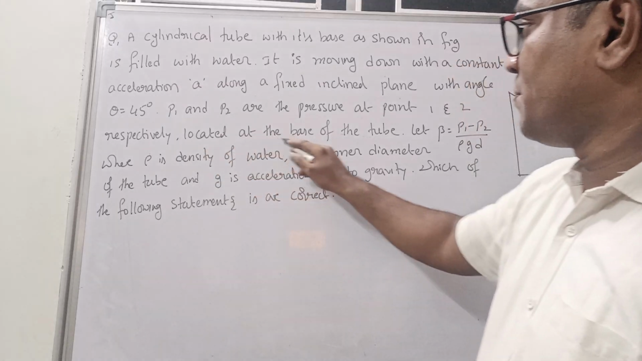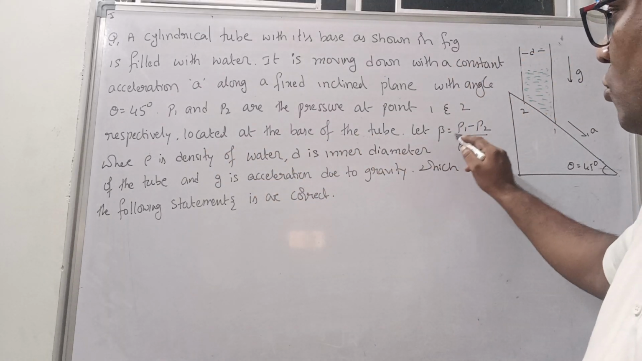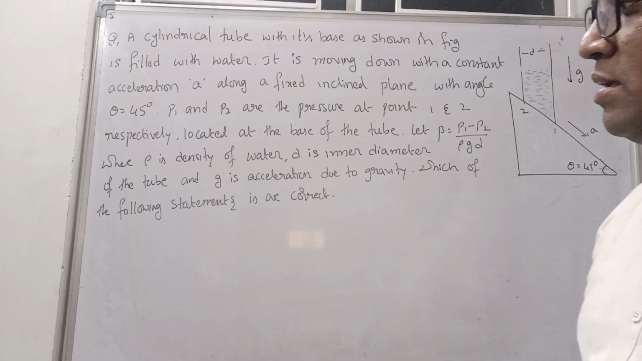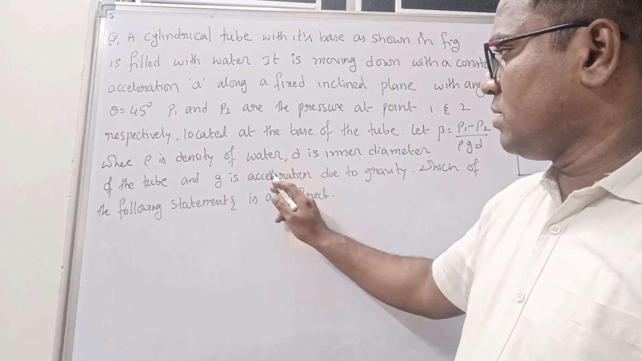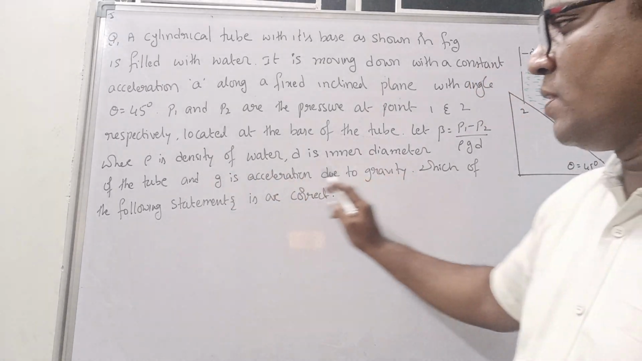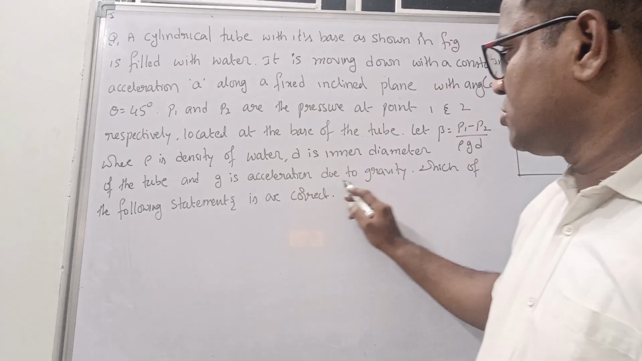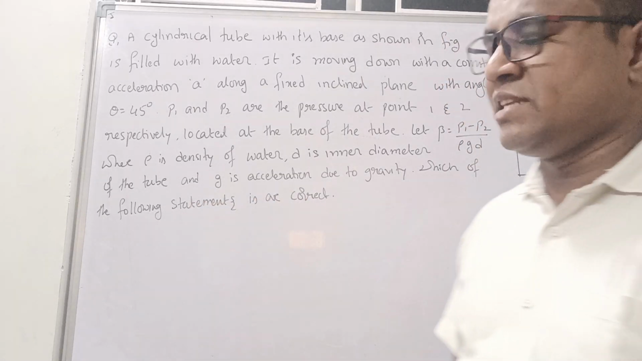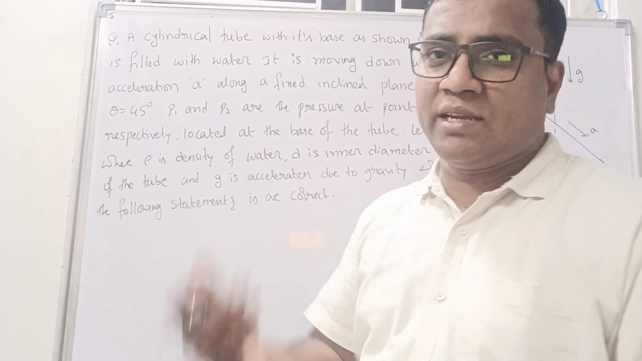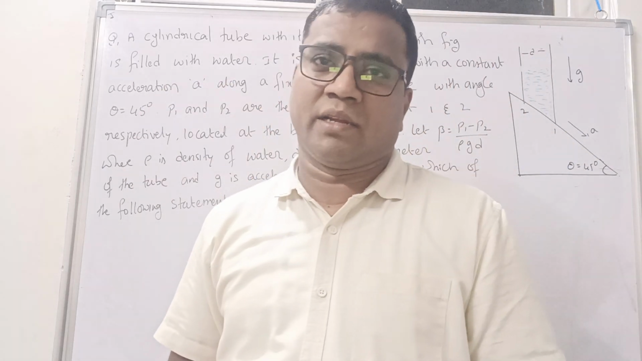Respectively, located at the base of the tube, let beta be equal to P1 minus P2 by rho g d, where rho is the density of water, d is the inner diameter of the tube and g is the acceleration due to gravity. Which of the following statements are correct? It is asking which statements are correct.